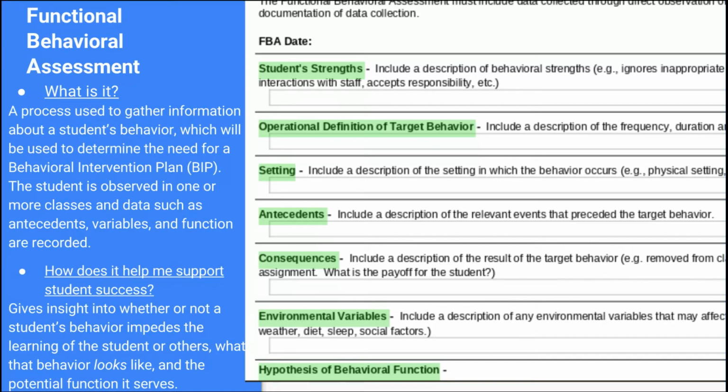The student is observed in one or more classes, often by the psychologist or other qualified person on the IEP team, in an attempt to determine antecedents, variables, and function as they relate to the target behavior, the behavior that is creating a disruption to learning. Members of a student's IEP team later convene to discuss the information gathered from the functional behavior analysis. Based on the information in the FBA, the team determines whether or not the student's behavior could be supported by a behavioral intervention plan, or BIP.